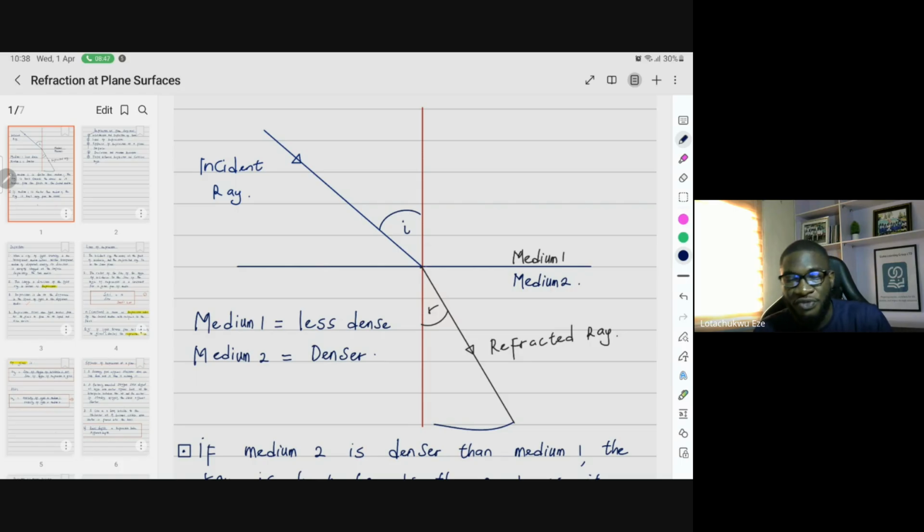But if I'm moving from, let's assume that medium one is now denser and medium two is less dense, it is expected that this ray will now bend away from the normal. And that is what brought about your total internal reflection that I asked you in class the other day, right? So when you are traveling from a heavier medium to a less dense medium, the refracted ray is expected to move away from the normal. But when you are moving from a less dense to a denser medium, it moves towards the normal. Do you understand it now?